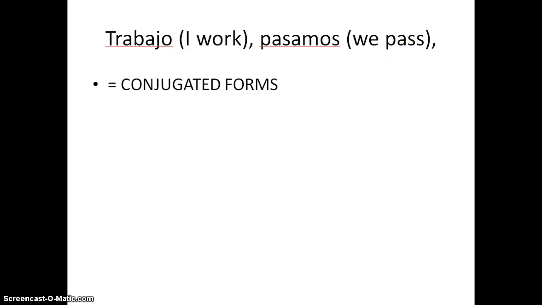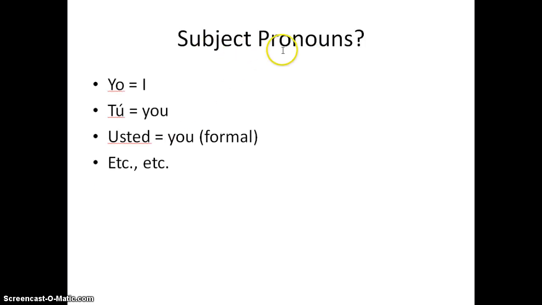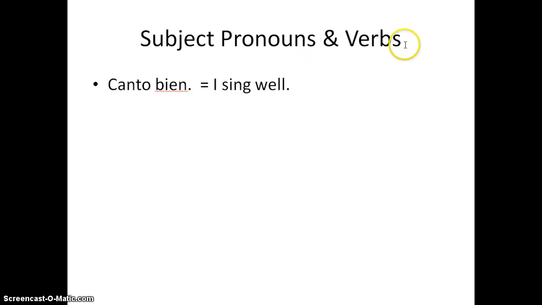Okay, so let's get back to something y'all looked at earlier. What's the purpose and function of subject pronouns then? Remember that yo is like I, tú is you, usted is you, like a formal you, and there were other ones that we were learning.